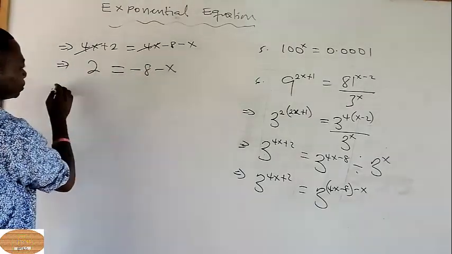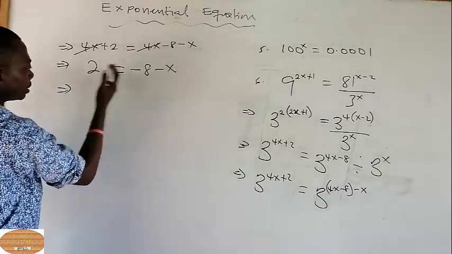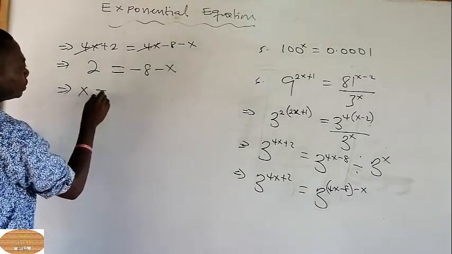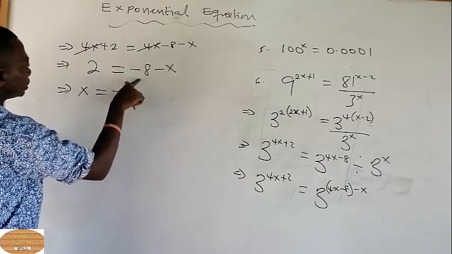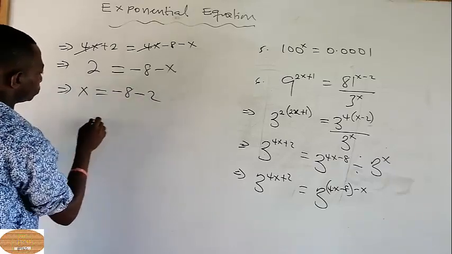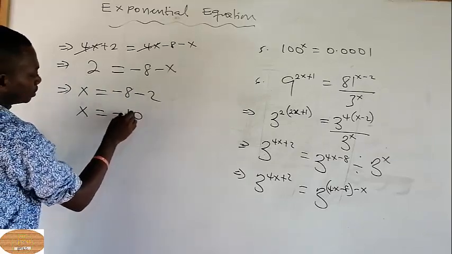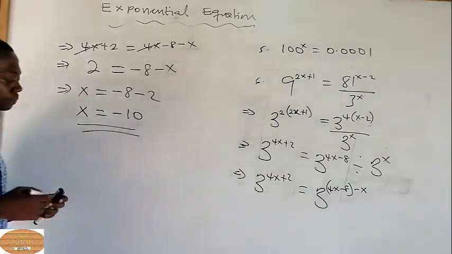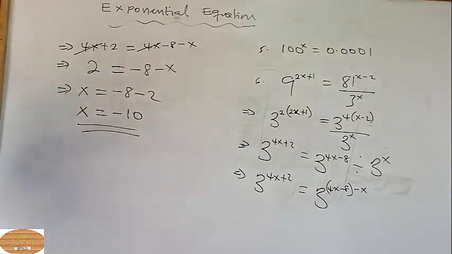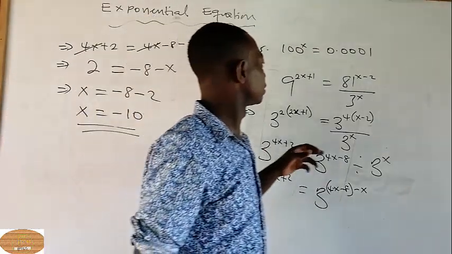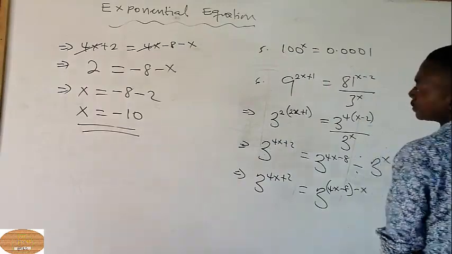So let me send this one. So let me send the minus x here to positive. And then let me maintain the minus 8 and then bring the minus 2. Bring the positive to make minus 2. So x is equal to minus 10. So the answer for this one, the x is minus 10 for this question.